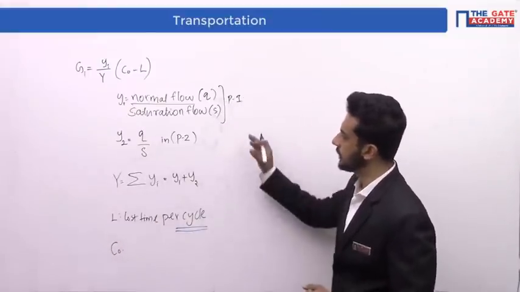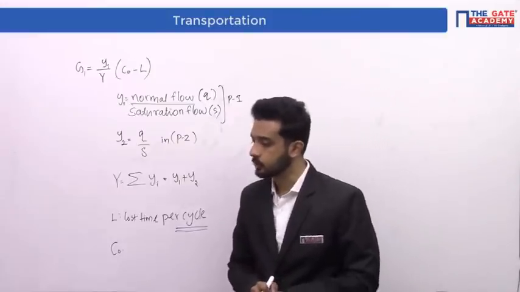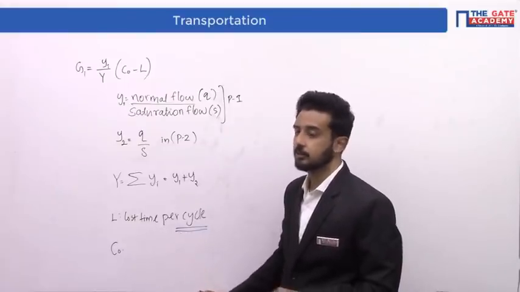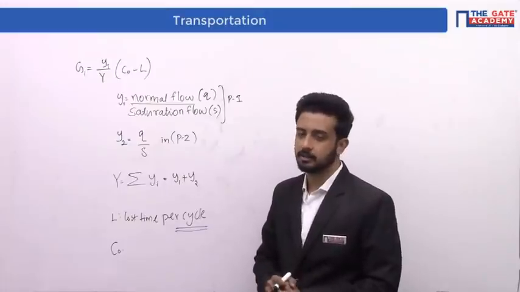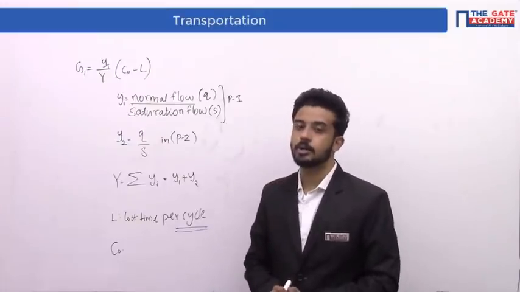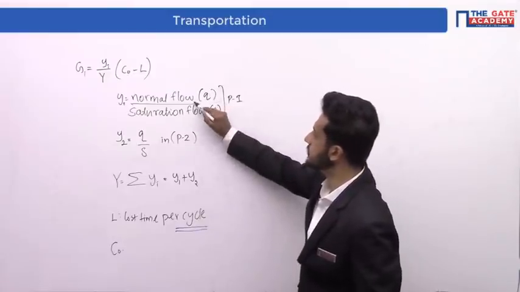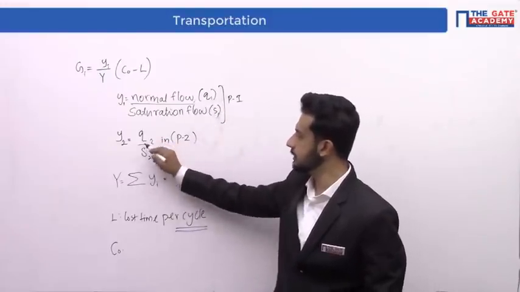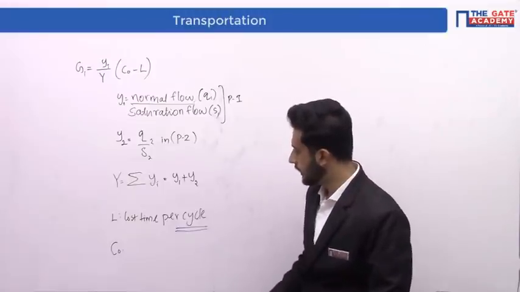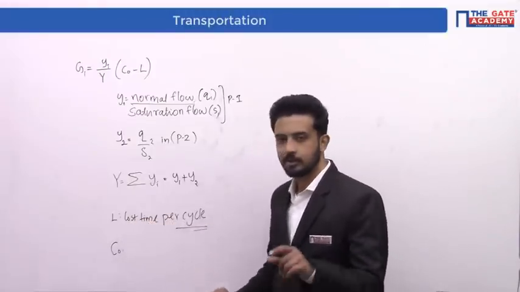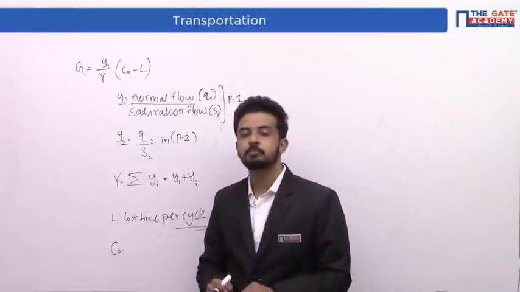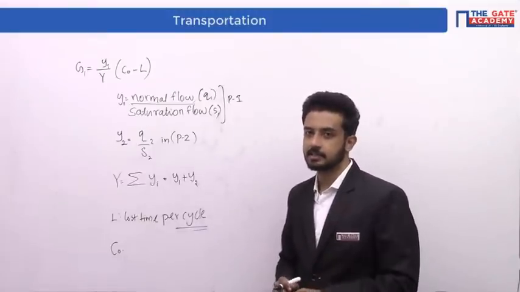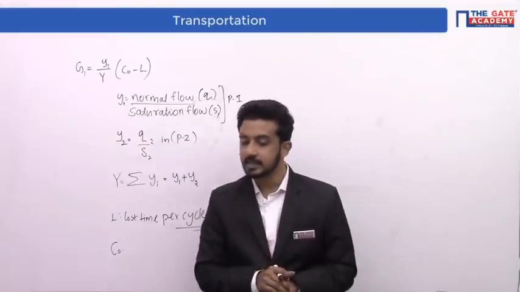Now check whether they have given the value of Y1 in the question. No. Y2, that also no. Lost time per cycle, no. C0, that also they haven't given. Correct. So they haven't given any value directly, but they have given these values, which I'm representing as Q1, S1, Q2, S2. So these two values and these two values they have given. And also lost time, read the question once again. Lost time per each phase they have given. What is that value? 8 seconds. Lost time per each phase is 8 seconds.